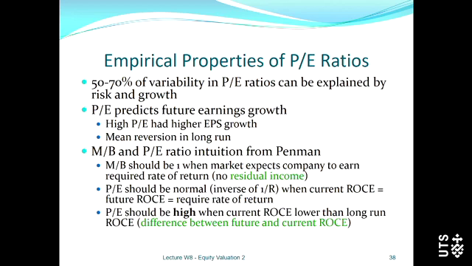So 50 to 70% of the variability in price earnings is explained by risk and growth. And that makes sense, right? Risk and growth are the two main things when you're thinking about relating earnings and price. Because we're relating past earnings with a forward-looking price. That forward-looking price is forward-looking because it's expected earnings or cash flows in the future, right? Discounted at a discount rate.